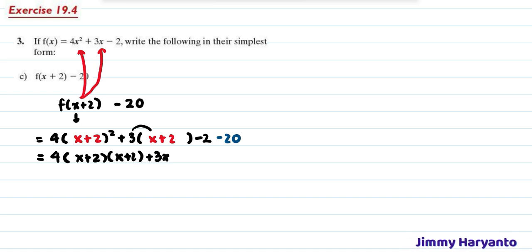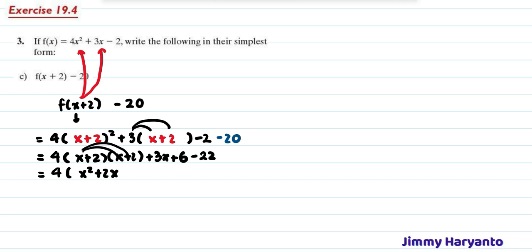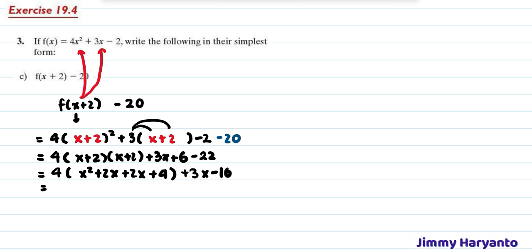So you'll have 3x, and then this one is plus 6 and then minus 22, negative 20 minus 2. And then the next is to expand this one, x squared and then plus 2x, and this one also plus 2x, and the last one is plus 4. And then for this one plus 3x minus 16, and then you can simplify the one in the brackets.